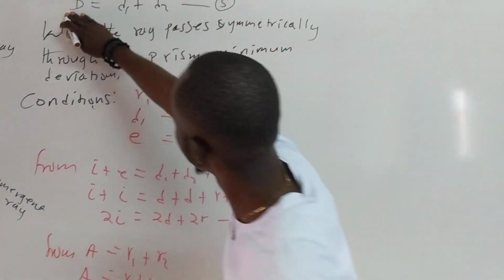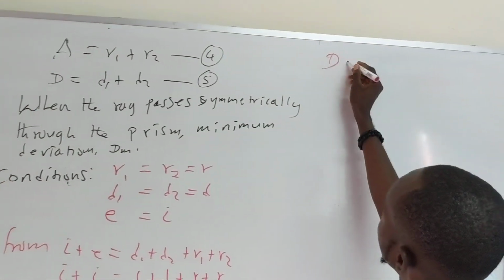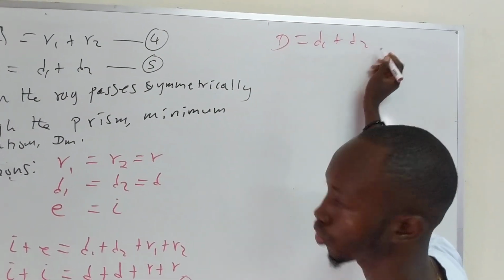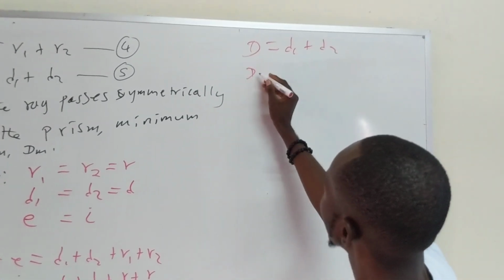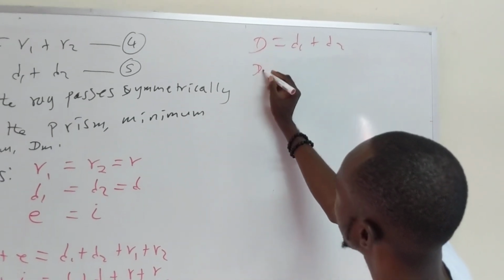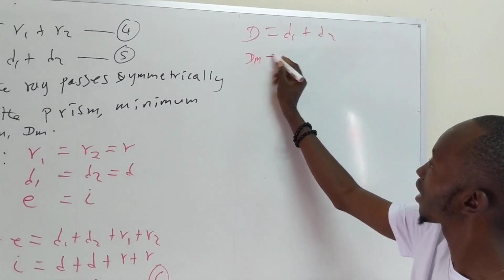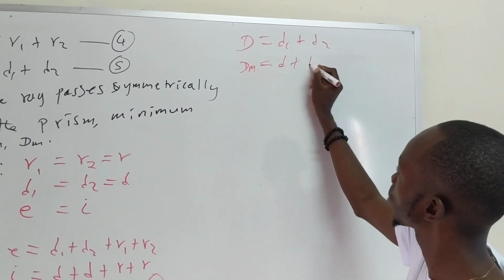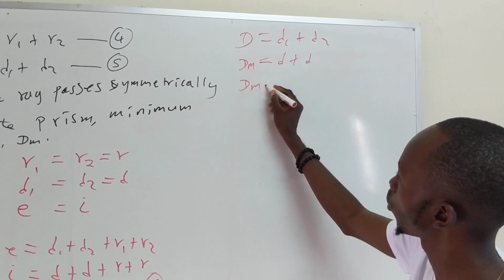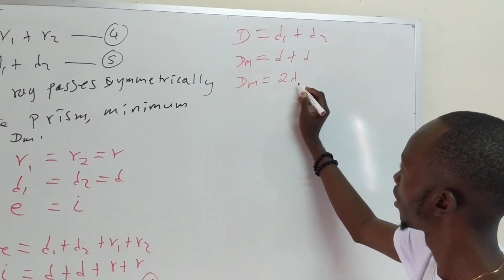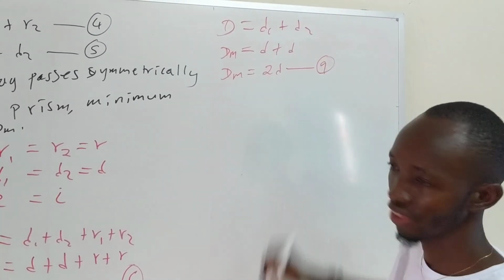Further, if we look at the deviation, total deviation D equals D1 plus D2. So at minimum deviation, this D becomes Dm, and each D is going to be D. So minimum deviation Dm equals 2D. You see, so this gives us equation 9.